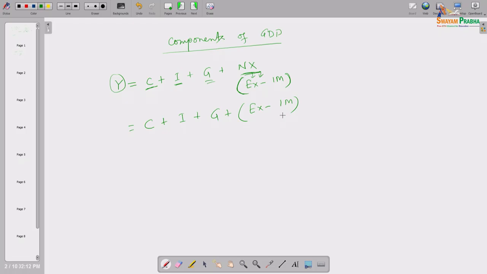Now, what are each of those? These five components, their totality is basically called GDP, denoted by Y. What is C? C is basically private consumption expenditure. C is private consumption expenditure.